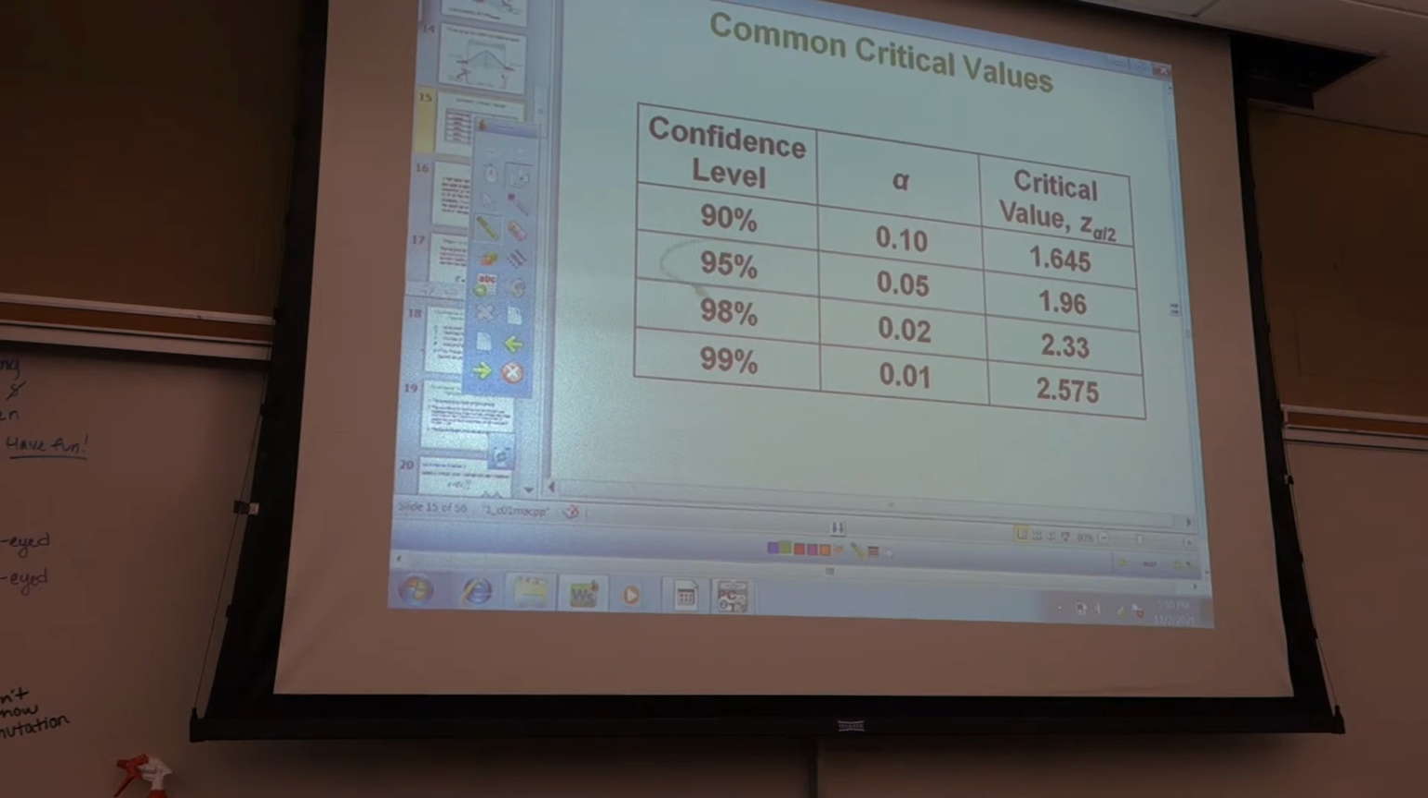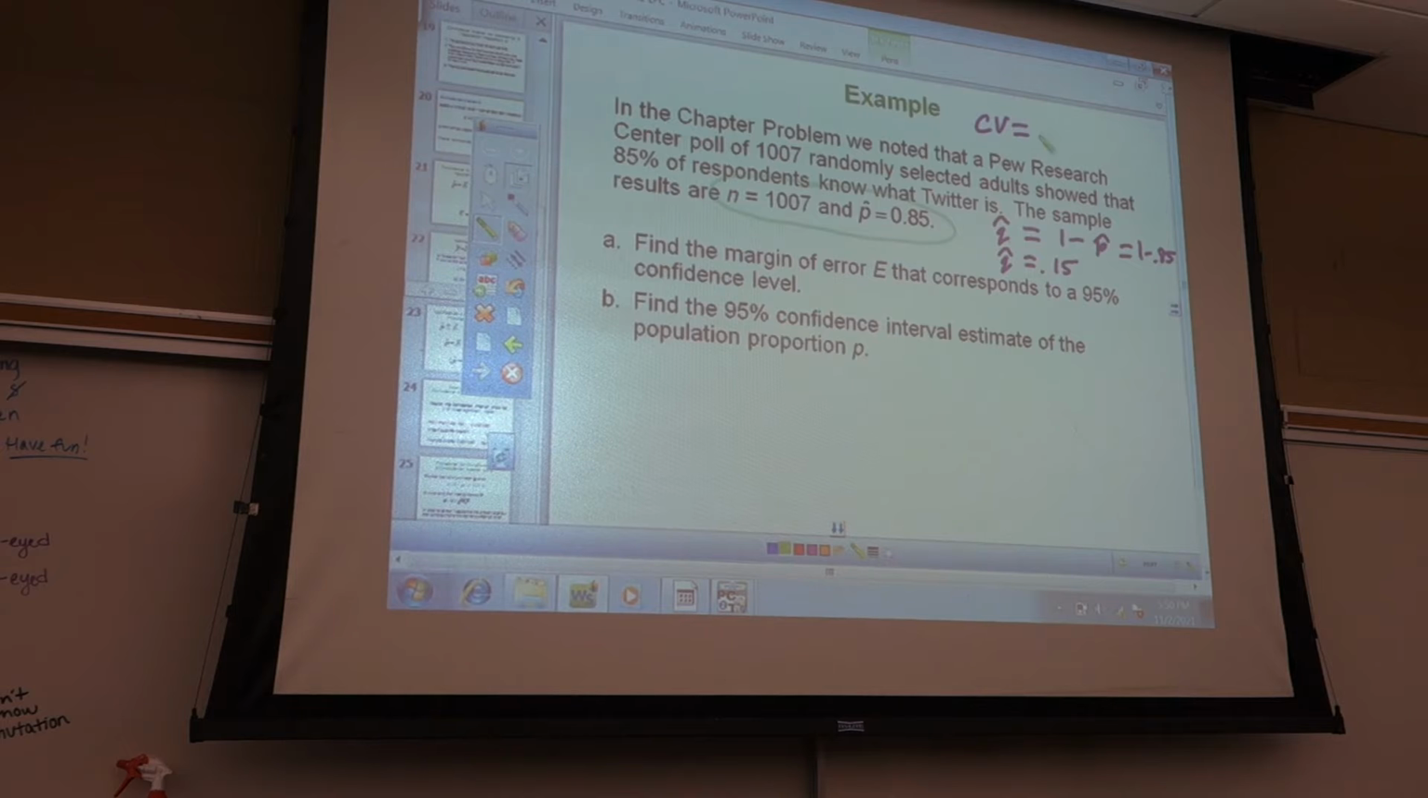Okay, so 95% confidence level. My critical value is what? 1.96. It's right there. So my CV is equal to 1.96. Okay, good. So we have those two pieces.